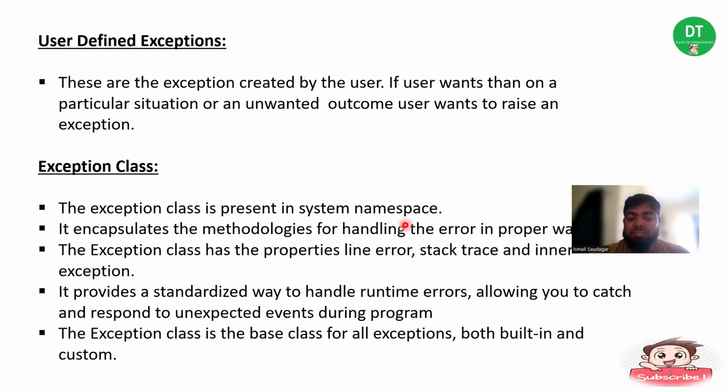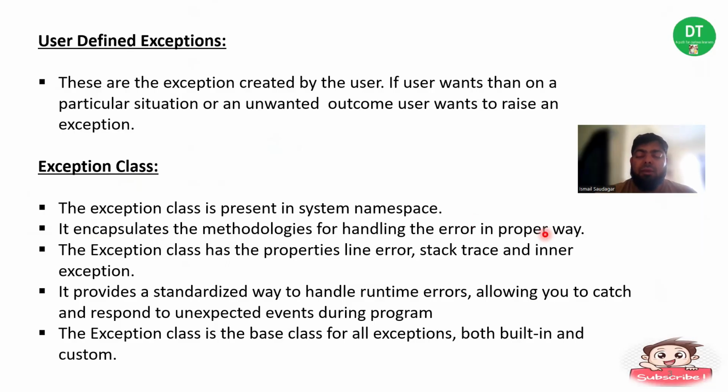The exception class is present in the System namespace. It encapsulates the methodologies for handling errors in a proper way. Suppose I get an error, and I want to handle it properly, meaning I want to save that exception or error related information in a file or show it on the screen. So this is a proper way. Instead of abrupt program termination, it is a good situation if you handle it or write the exception information. The exception class has properties like error message, stack trace, and inner exception. It provides a standardized way to handle runtime errors, allowing you to catch and respond to unexpected events during the program.